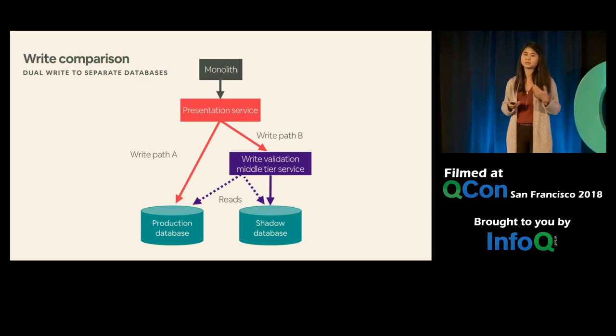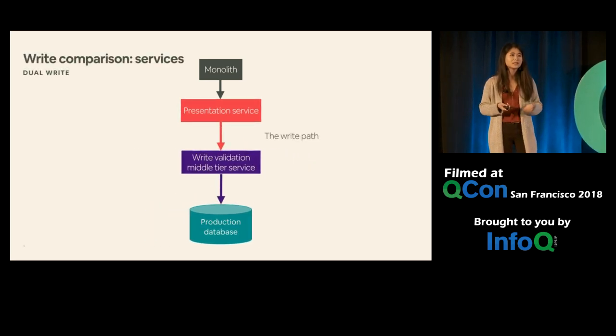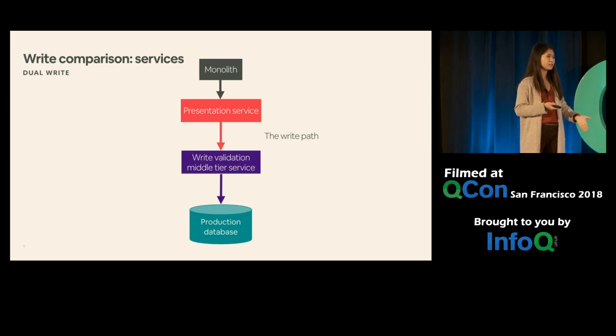Similar process, this is behind a UI configurable gate. We ramp up slowly, wait at 100%, and once all the comparisons are clean, then we switch over to moving all of our writes through this write validation middle tier service.